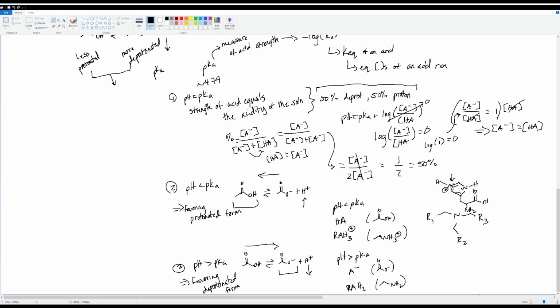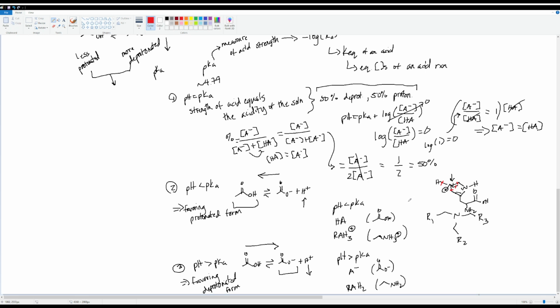Okay. But it has 4 bonds. It has 1, 2, 3, 4. So let me do that in a different color. One bond, 2 bonds, 3 bonds, 4th bond. Okay, so that's something to always remember with our amines, what it means to be protonated and deprotonated, especially because we talk about carboxylic acid so much.